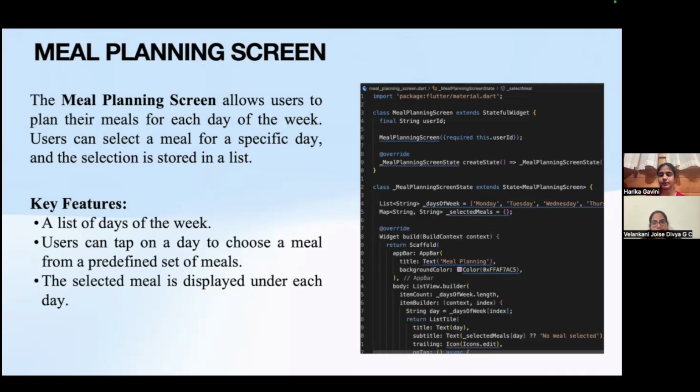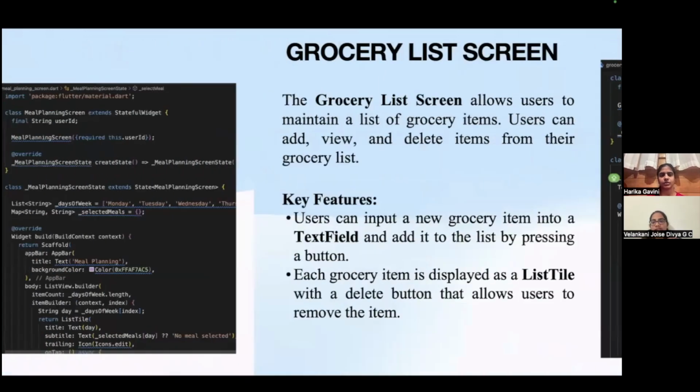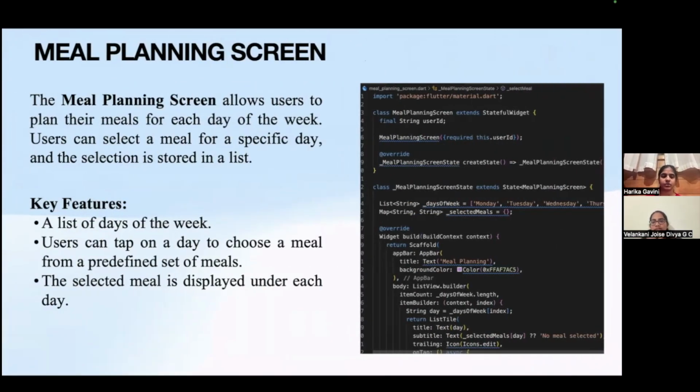And the next one is meal selection. When a day is tapped, a selectMeal function is triggered, which opens a simple dialog where users can select a meal. Once a meal is selected, the setState method updates the UI with the chosen meal for the day. So now we'll look into the app.